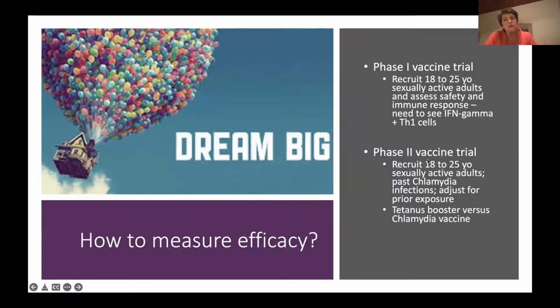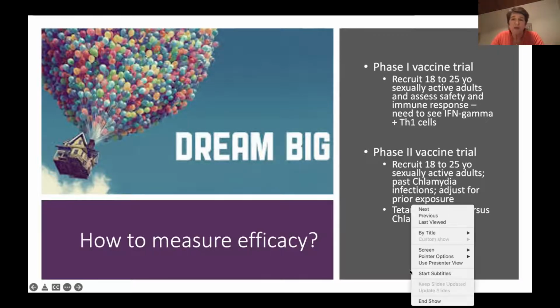Then for a phase 2 vaccine trial, you recruit these young adults as well, because chlamydia is much more prevalent in young adults than it is in older persons. Probably after multiple exposures as a teenager, as a young adult, people develop immunity on their own. So you'd basically recruit sexually active young adults, adjust for prior exposure. You could give one group your chlamydia vaccine, the other group a tetanus booster, and then follow them to see who gets infected and who doesn't.